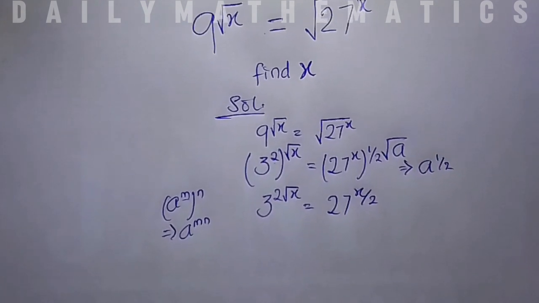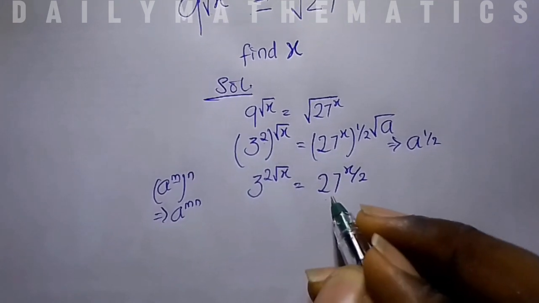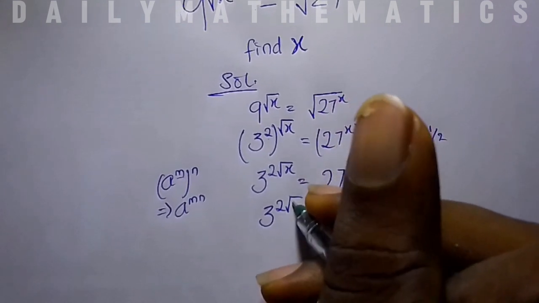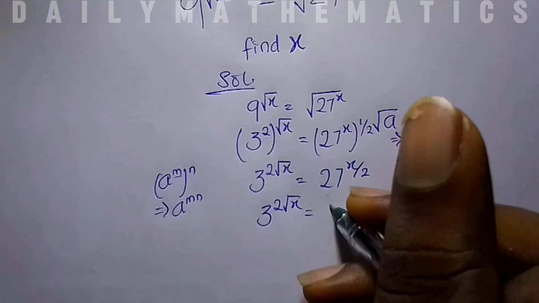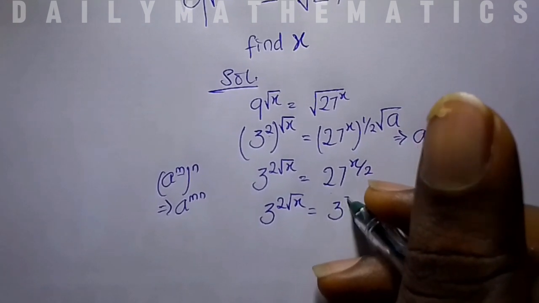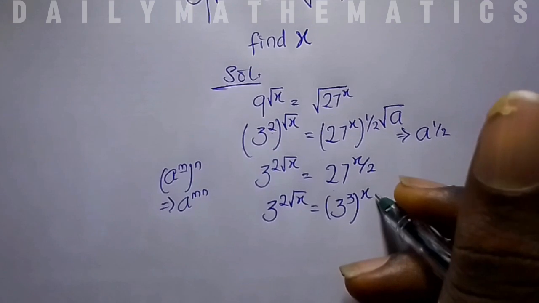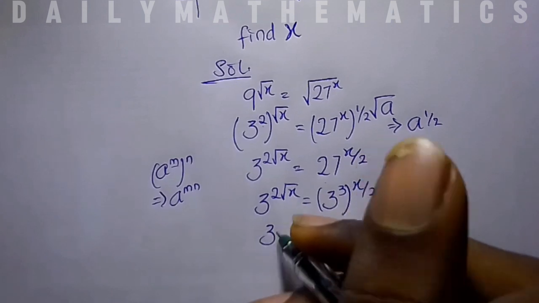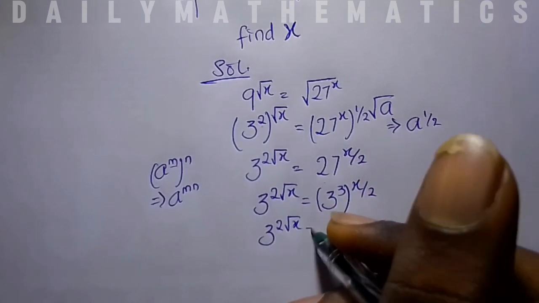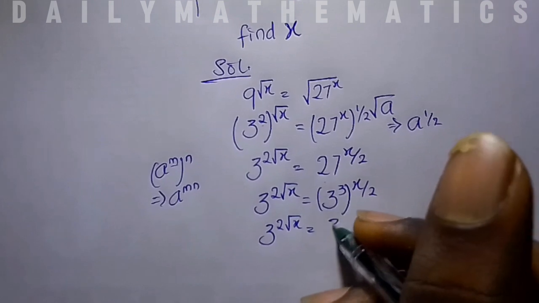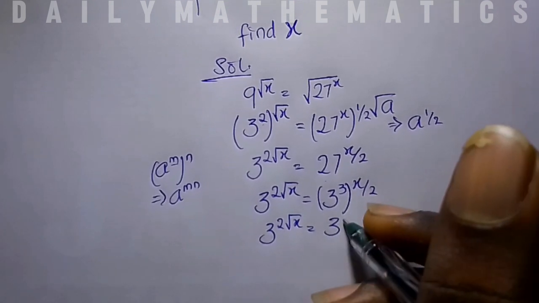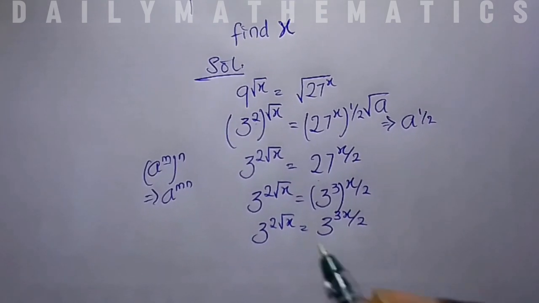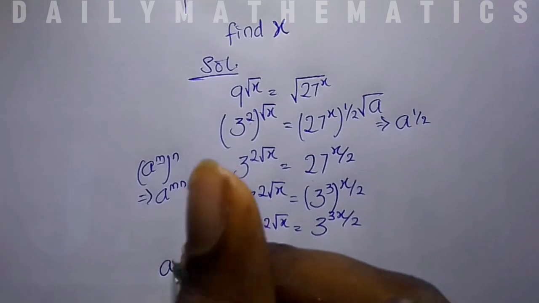So from here, we also have another thing to do. 27 is also 3 raised to the power of 3. So we have 3 raised to the power of 2 root x equals 27, which is 3 raised to the power of 3, raised to the power of x over 2, right? So from here, we have 3 raised to the power of 2 root x equals, then we multiply the powers, we have 3 raised to the power of 3x over 2.